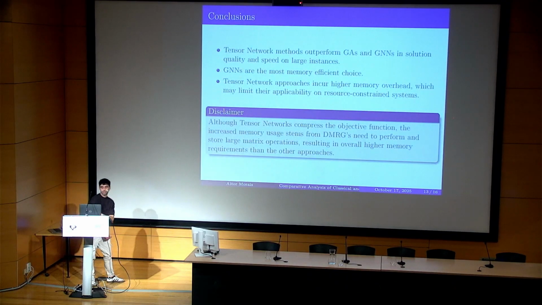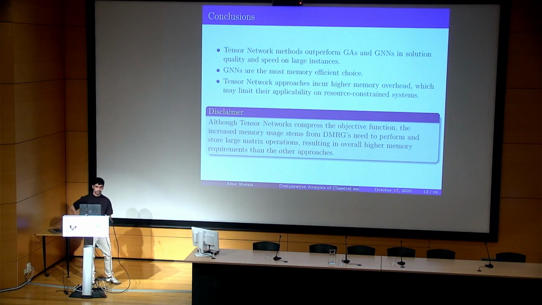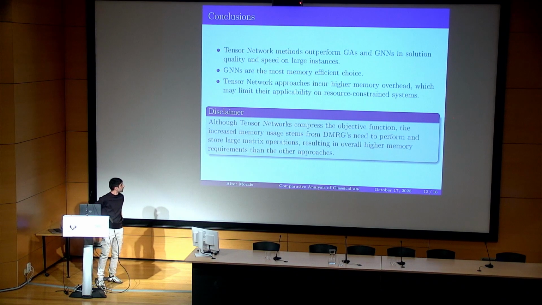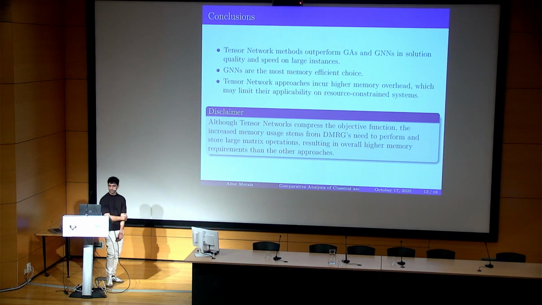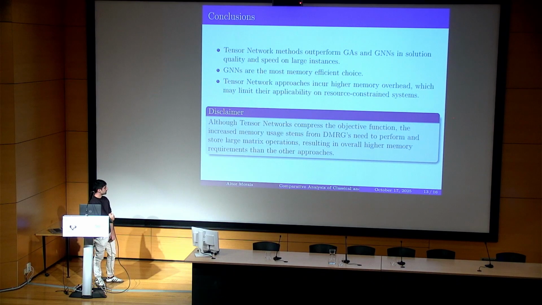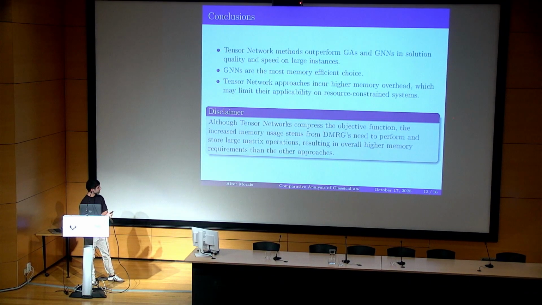After this table, we can conclude that the tensor networks outperform the rest of the methods, especially in quality of solution and execution time. The graph neural networks are the most memory efficient ones, and the tensor networks are the ones with higher memory demand. This is curious, this is strange, because tensor networks are able to compress large matrices, but this is due to the application of the DMRG, which needs to perform and store large matrix operations, and this is why the memory increases.